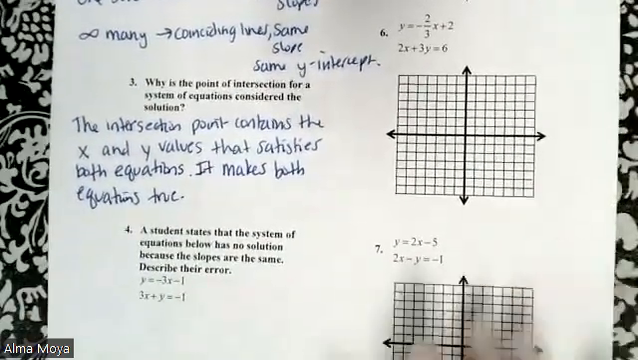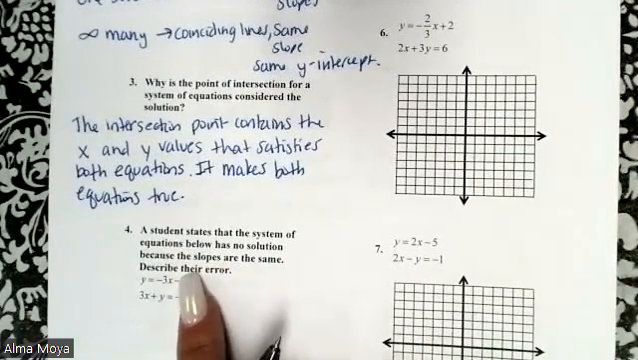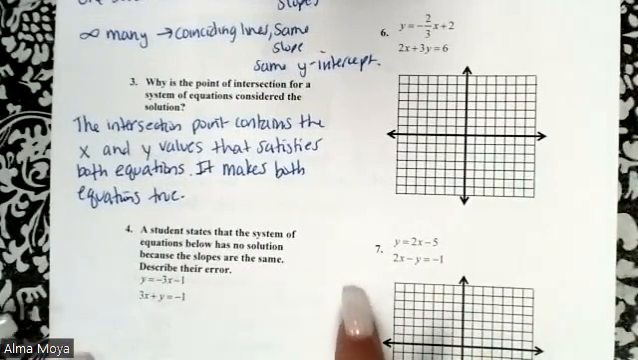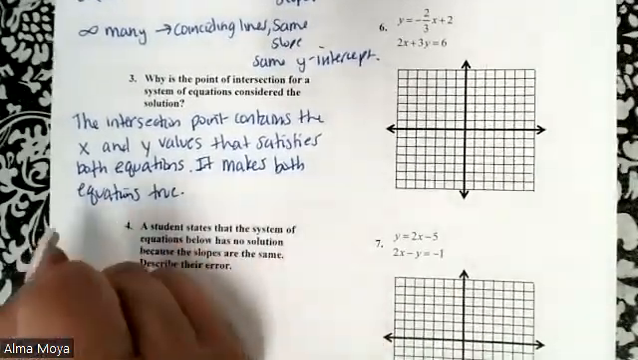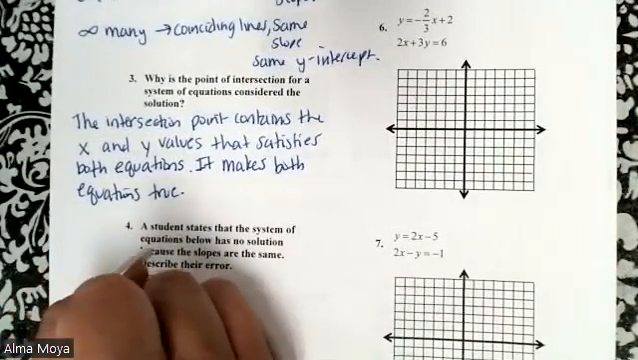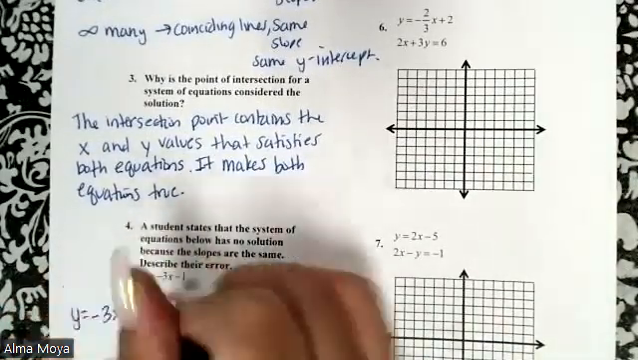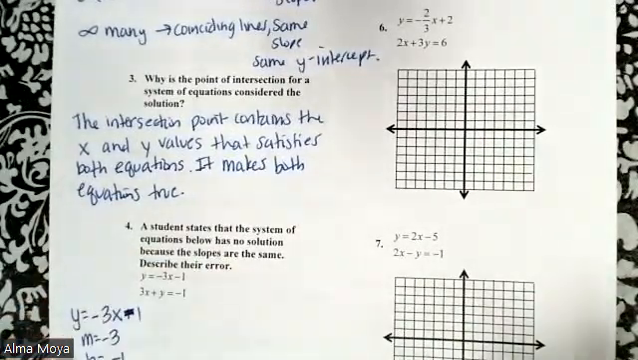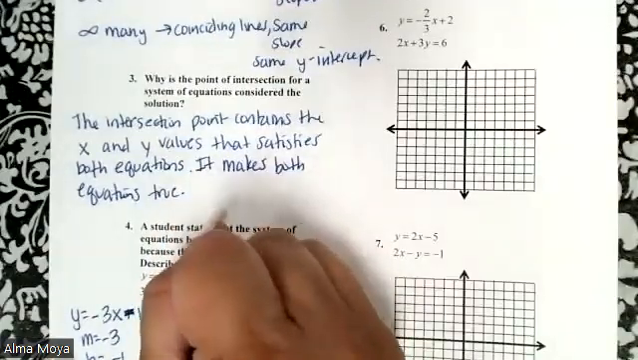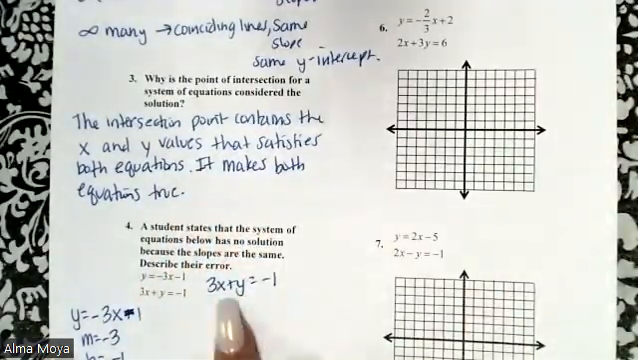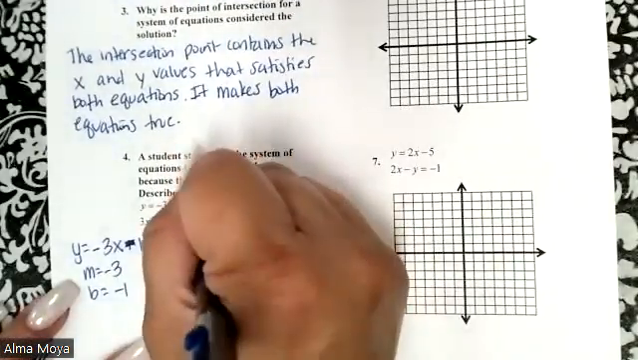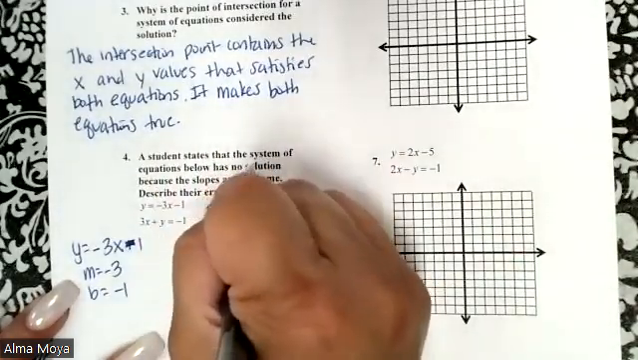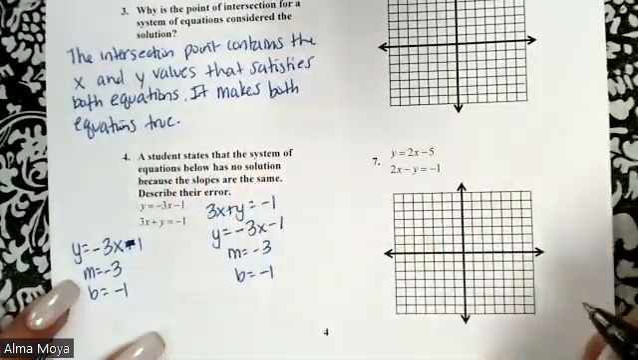A student states that the system of equations below has no solution because the slopes are the same. Describe the error. Well, we need to actually find out what the slopes are here. So if you have y equals negative 3x minus 1, your slope here is going to be a negative 3. The y-intercept here is going to be a negative 1. On the next equation, we have 3x plus y equals negative 1. I need to subtract the 3x from both sides. So y equals negative 3x minus 1. So once again, the slope is going to be a negative 3. The y-intercept on this is going to be a negative 1.